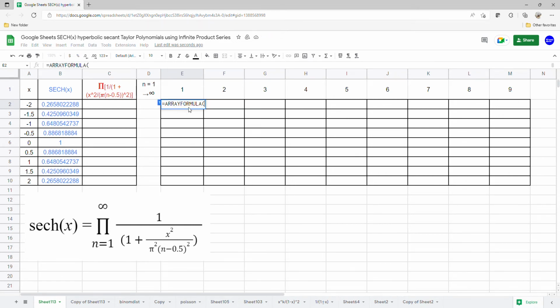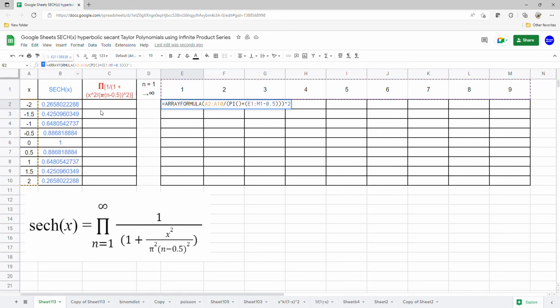So array formula, that is, we begin with this portion. So that is x divided by pi, the quantity pi, times the quantity n minus 0.5. And this is the entire quantity squared, raised to the power 2. And we complete the array formula.